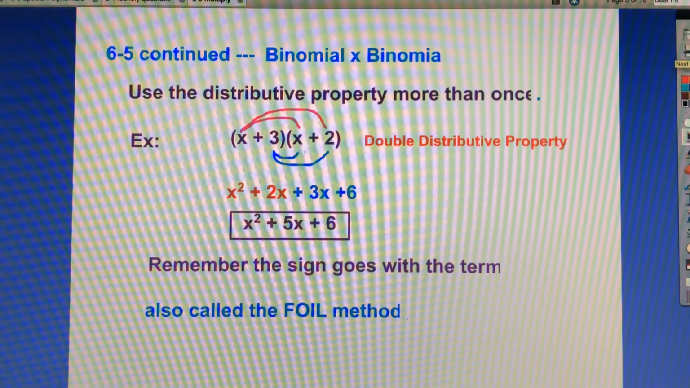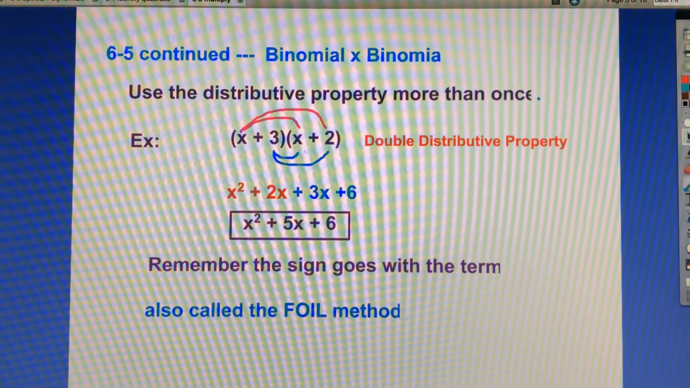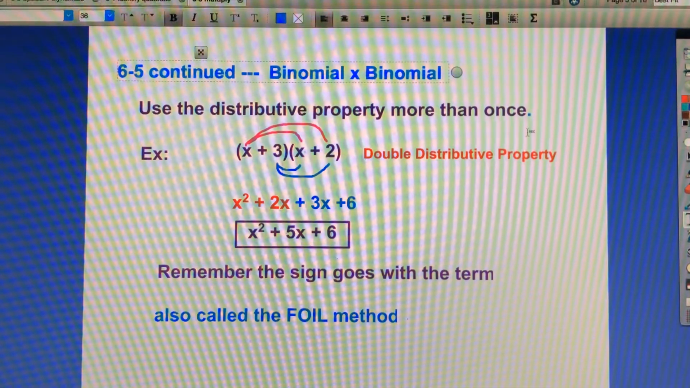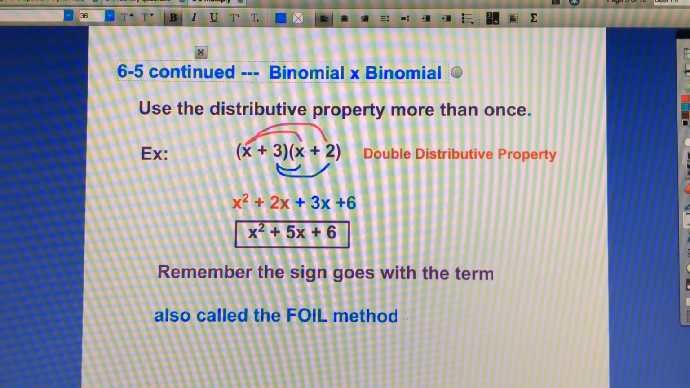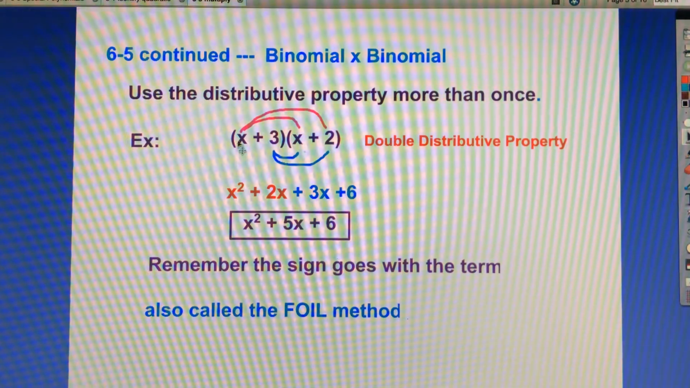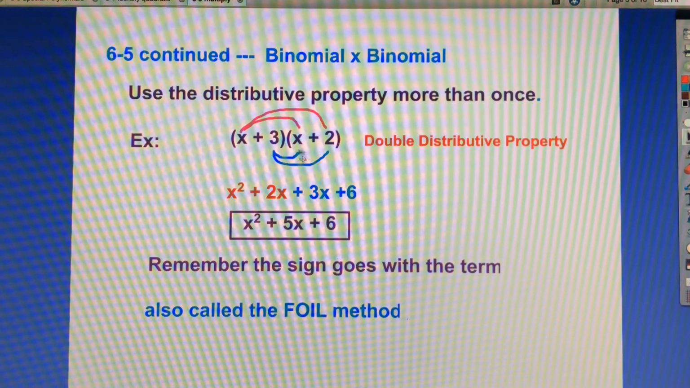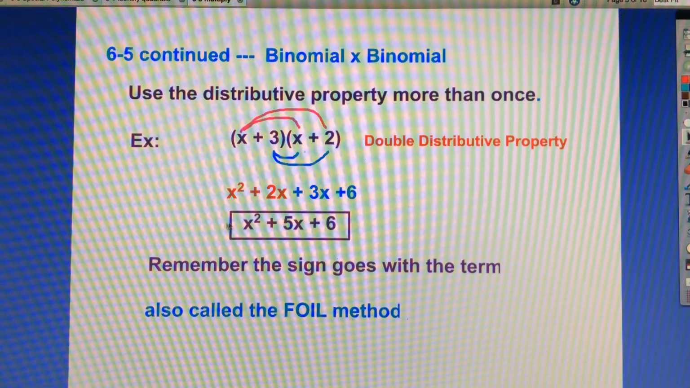What if I have a binomial times a binomial? Well, you remember that there's something called FOIL, and that's going to be coming right about now. I can do what I like to call double distributive property. I take my first term times everything in the second polynomial. Then I take my second term and I do it again. So x times x is x squared, x times 2. Now I do the second, the double. 3 times x, 3 times 2. Combine like terms, and I'm done.